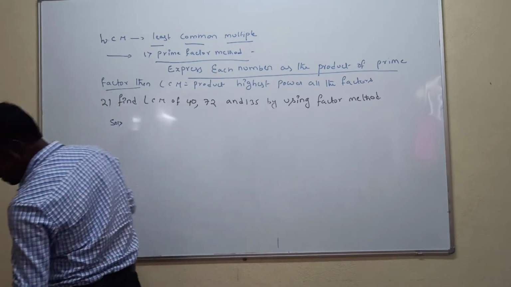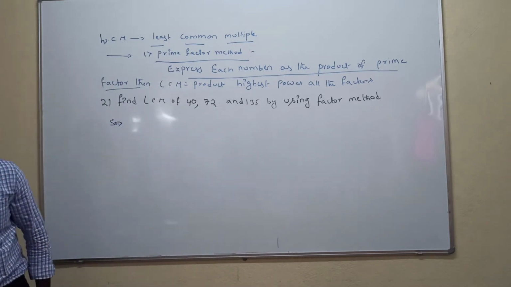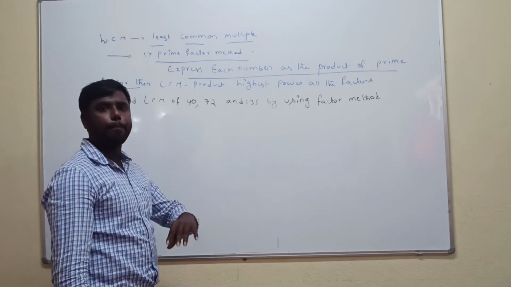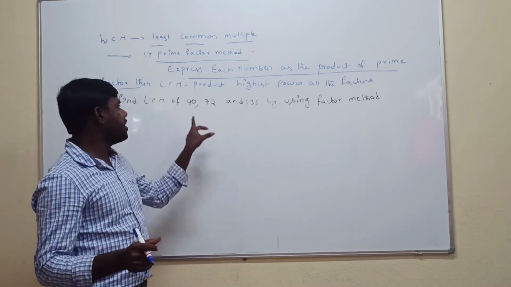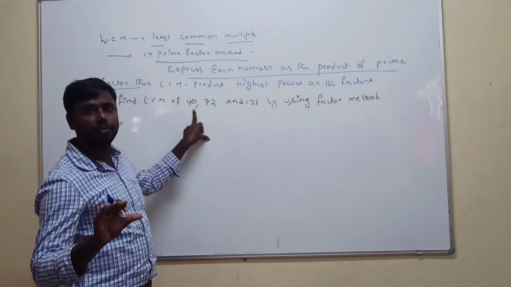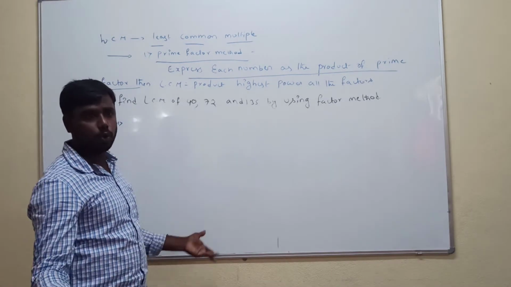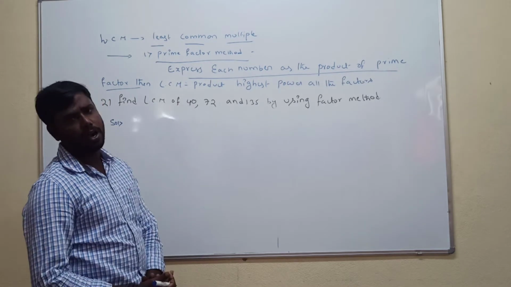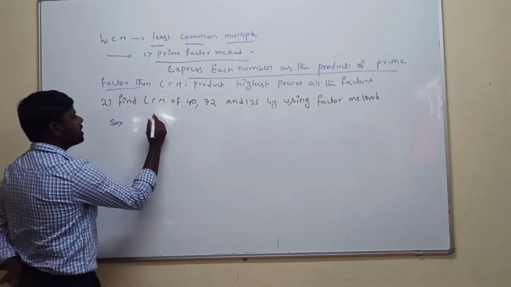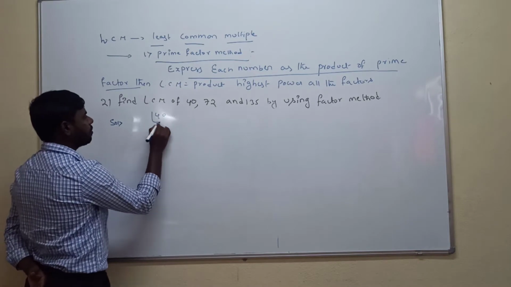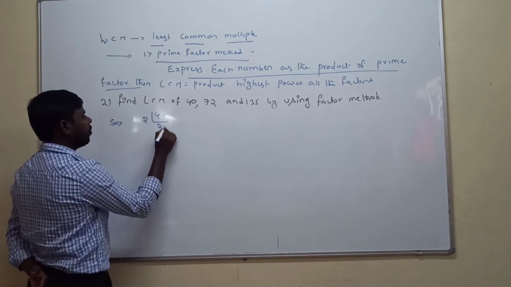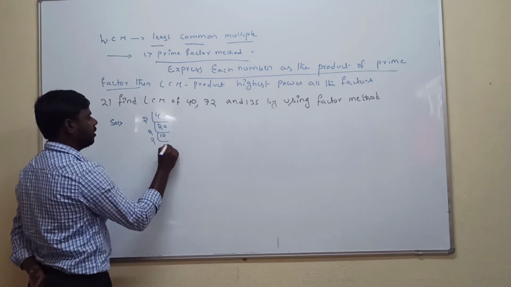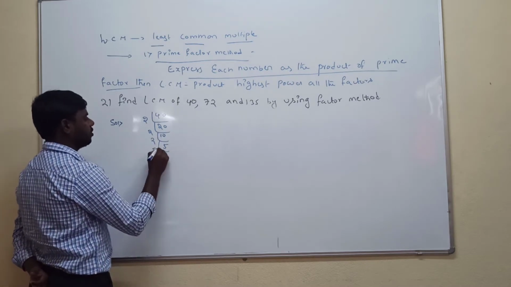What is the first step? Express each number as the product of the prime factors. Yes, every number is written as a product of prime factors. If you don't know how to calculate the prime factors, we can use the division method for each element. The first element is 40. Take the least prime number 2: 2 into 20 is 40, 2 into 10 is 20, 2 into 5 is 10, 5 into 1. So you get remainder 1.